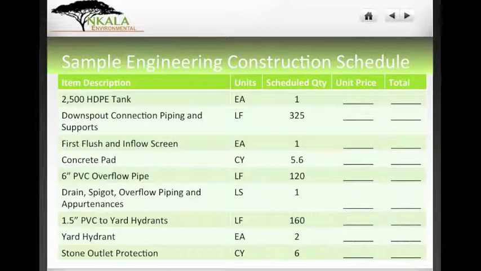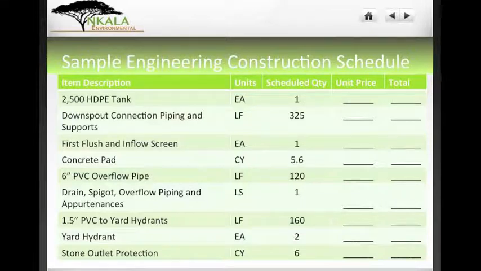This is your engineering construction schedule, your bill of materials. This is the detailed layout of all the materials that you need. And once you finish your materials list and this construction schedule, this will give you an estimated cost of construction for your rainwater harvesting system. So as you're doing your design, you have a general idea of what you should expect to pay for your system. And as a good general rule, any type of estimate is always good to add a contingency in there.